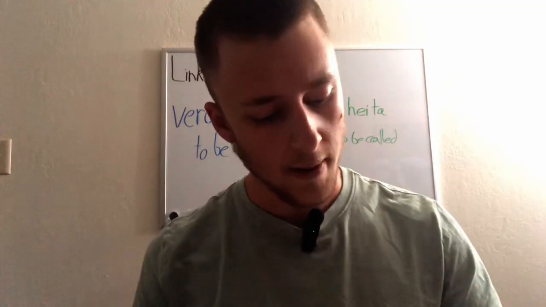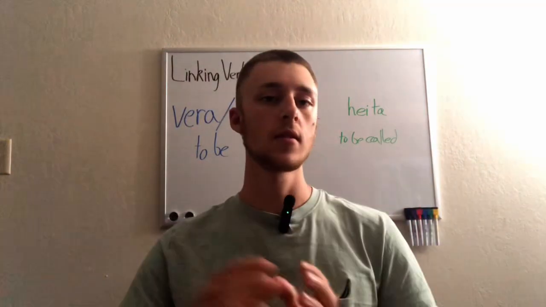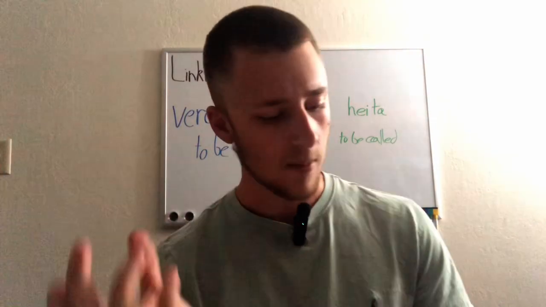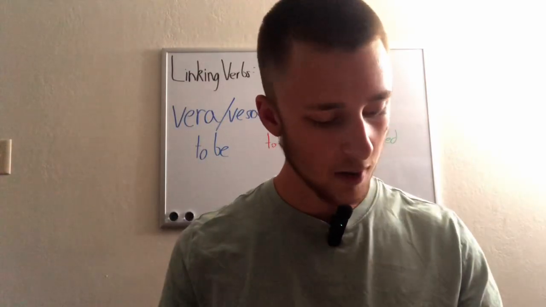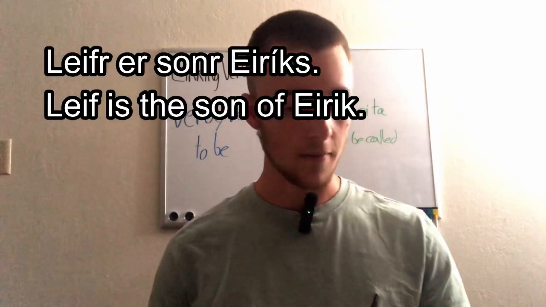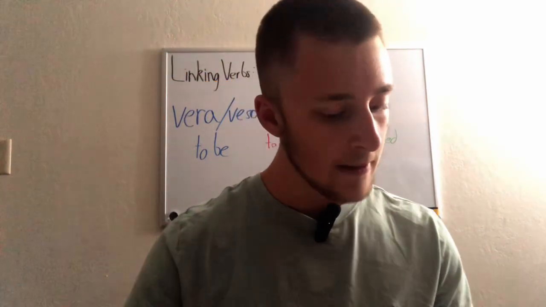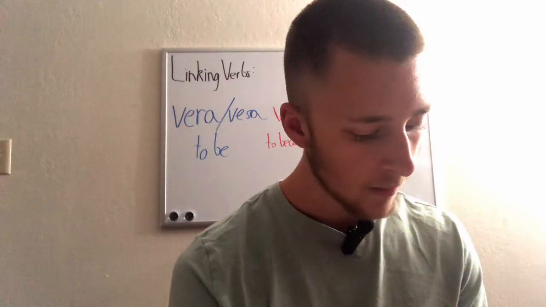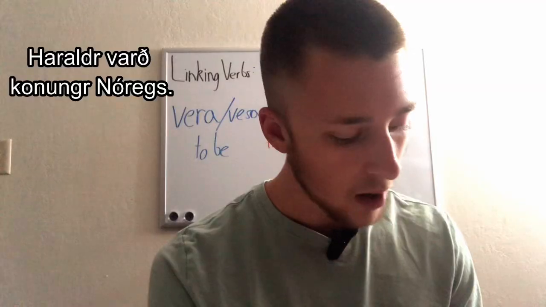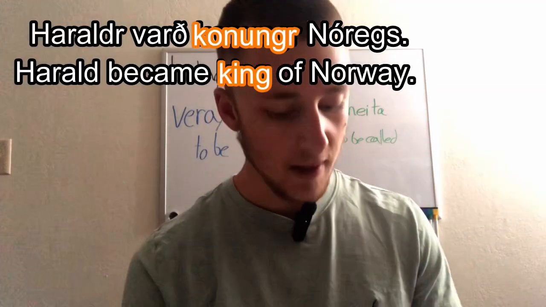And when they are used, linking verbs link the subject of the sentence to the object, right? That's what they do. And that object we call a predicate noun. So just some quick examples would be like Leifur sonur Eiríks. Leif is the son of Eric. Hon var dóttir Ingolfs. She was a daughter of Ingolf. Maðurinn hét Ingolfur. The man was called Ingolf. And Haraldur varð konungur Noregs. King Harold, or Harold, became king of Norway.